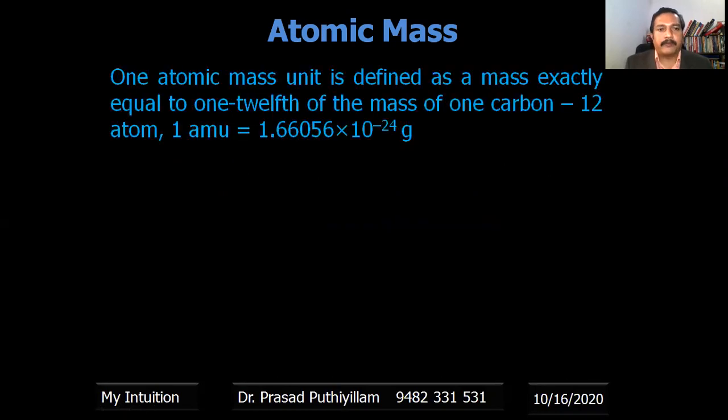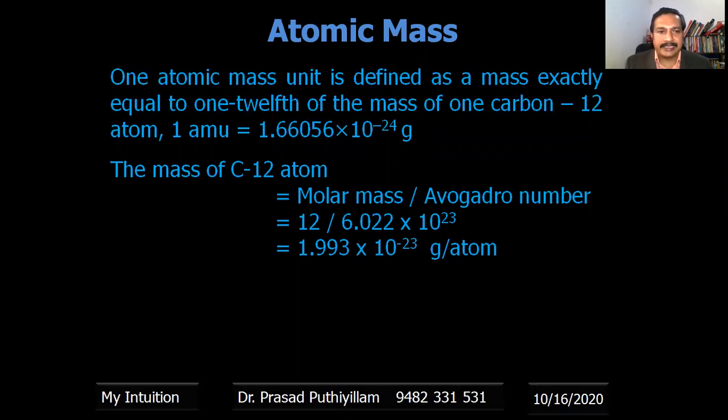For example, one atomic mass unit is defined as the mass exactly equal to 1/12 of the mass of one carbon-12 atom, or 1 AMU is 1.66056 multiplied by 10 to the power minus 24 gram per atom. The mass of carbon-12 is the molar mass divided by Avogadro number. This we'll discuss in coming classes. Just to understand what 1 AMU is, I calculated 12 divided by 6.022 multiplied by 10 to the power 23, which becomes 1.993 times 10 to the power minus 23 gram per atom.